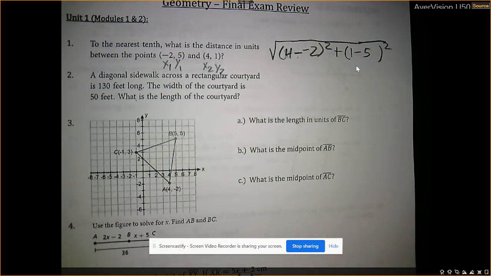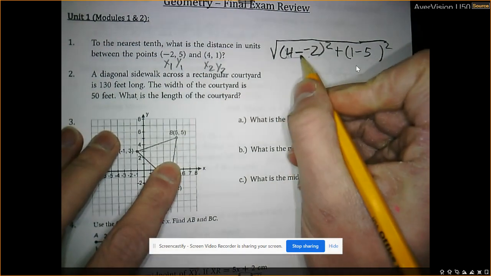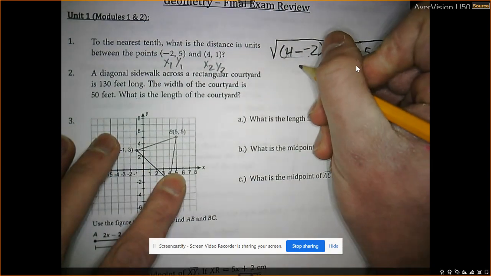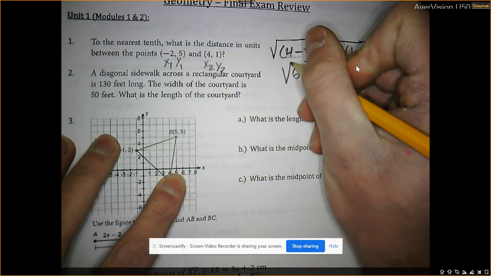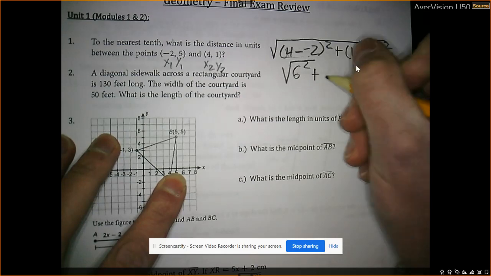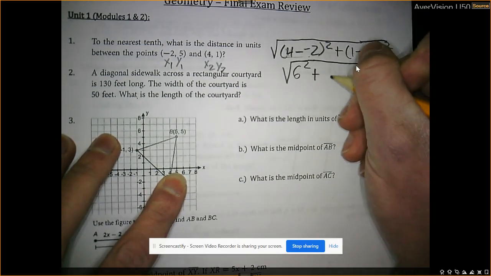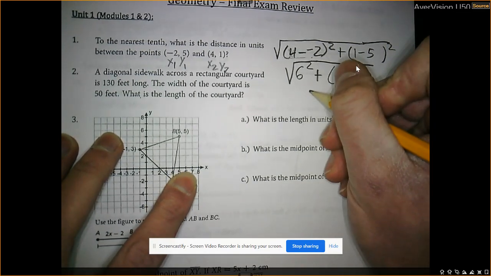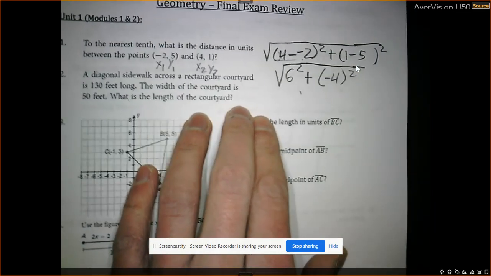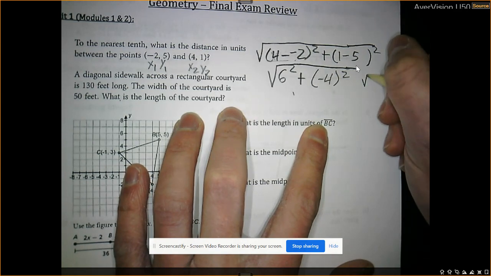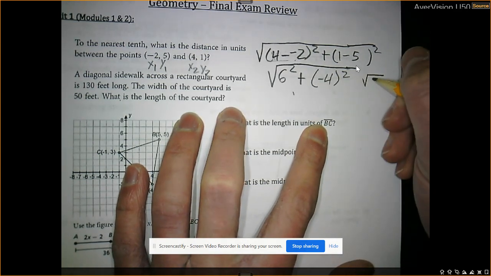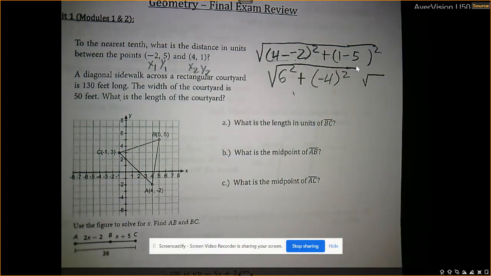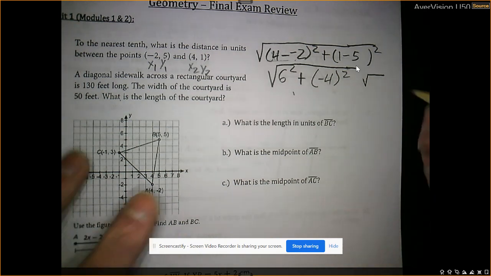Okay, and then you just go ahead and do your order of operations. 4 minus a negative 2, that's like saying 4 plus 2, that is 6 squared. 1 minus 5, that's negative 4 squared. 6 squared is 36. I am working into problem 2, which is kind of obnoxious because I need that space. Negative 4 squared is 16, so let's just do this in one step. 36 plus 16 is going to be 52.